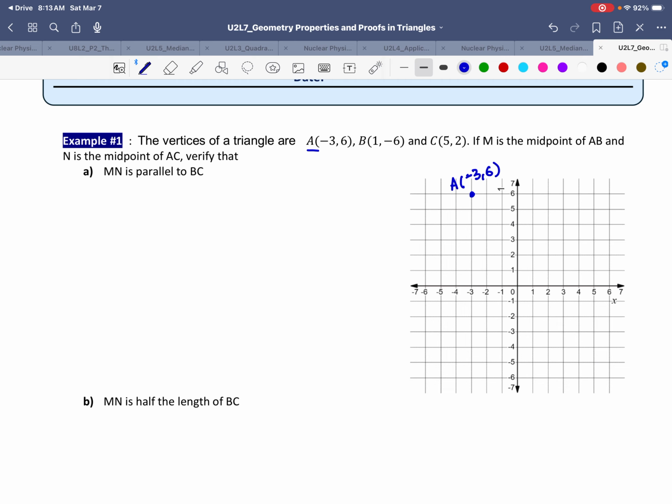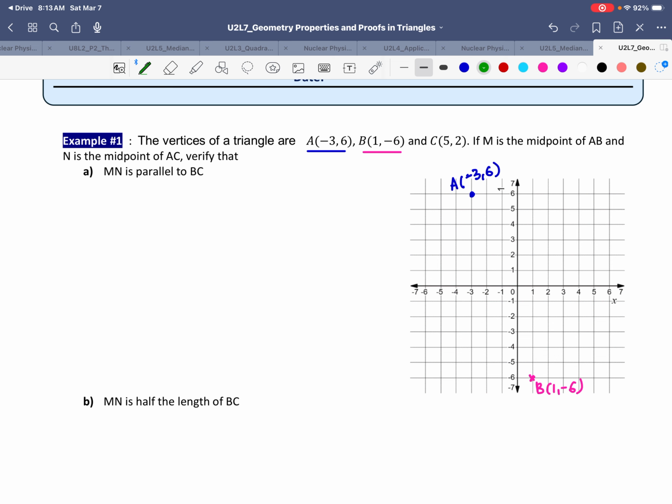So next we have the point B. Now point B has coordinates (1, -6). So that means x is 1, y is negative 6. Here is x equal to 1. Here is y equal to negative 6. Here is the point B. Write the coordinates as well.